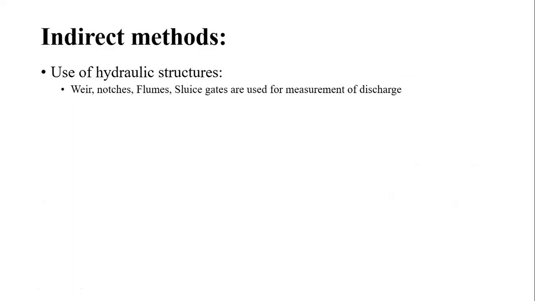So the first method under the indirect methods is the use of hydraulic structures. Hydraulic structures may be a notch, weir, flume, sluice gate, or partial flumes, cut flumes, etc. Those who have studied hydraulic engineering know that for a weir we have a generalized equation of discharge: Q is equal to C L H raised to N. C means the coefficient, L is the length of that weir, and N is nothing but the power of the head. Okay, so we know this generalized equation.